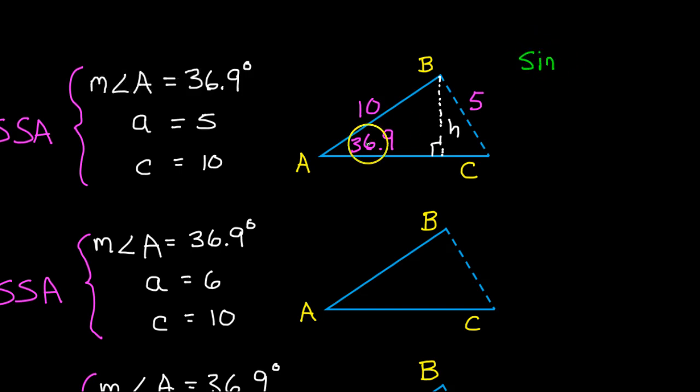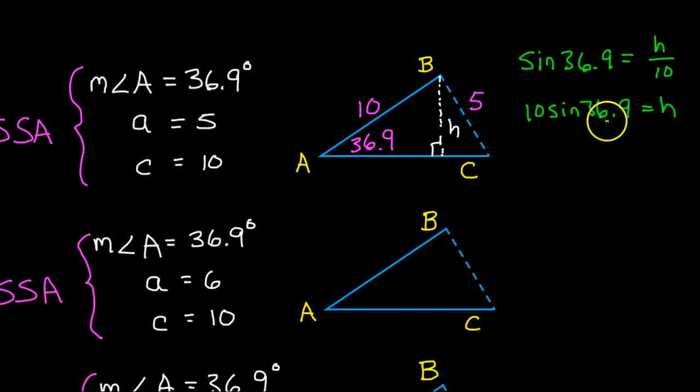The sine of angle A, the sine of 36.9, should equal opposite over hypotenuse. So that should equal h over 10. Now if I were to multiply both sides by 10, that would give me 10 sine 36.9 is equal to h. So I'm just going to put this in my calculator real quick and see what I get.